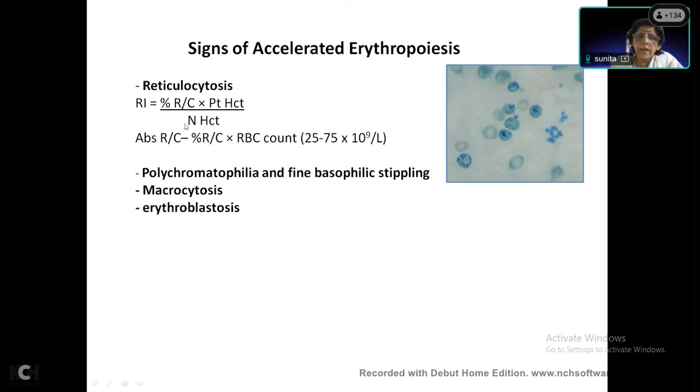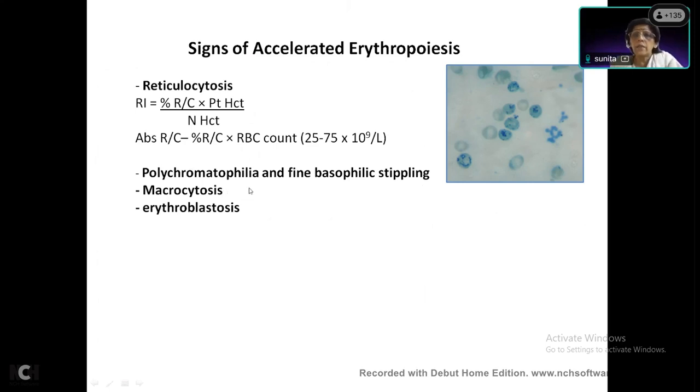Or you can get the absolute retic count. Now, most of the analyzers in which retic count is done, we get the percentage and we get the absolute count. The absolute count is around 25 to 75. In some books, it is 25 to 100 into 10 to the power 9 per liter. So anything which is above 100 means the marrow is adequately responding to the destruction of red cells. The polychromatophils and the fine basophilic stippling, which you can get in the peripheral smear, the macrocytosis.